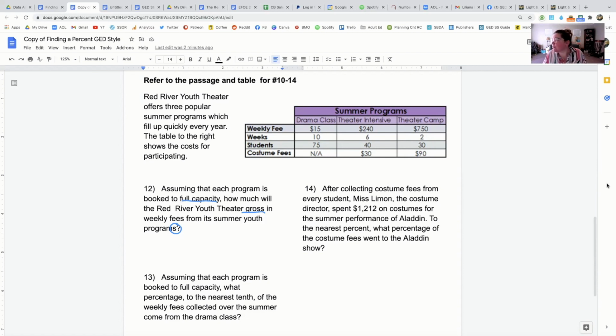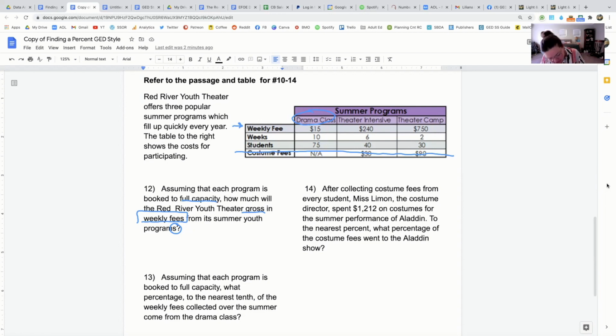And by the way, you want your GED calculator for this. Let's start with just the drama class. Notice we want the gross in weekly fees. Now, when we went down the left-hand side of that table, there was more than just weekly fees involved, right? And so I would just totally cross off this other kind of fees. Costume fees, it's not going to apply if we're just looking at weekly fees. But we are wanting to find out the weekly fees for all the summer programs, for all the students, for all the weeks. And so we need the rest of this information, all right?